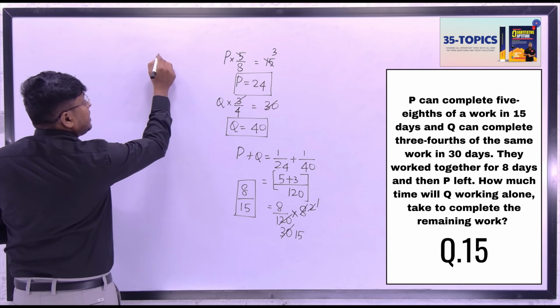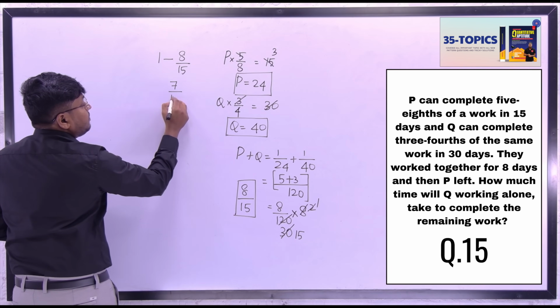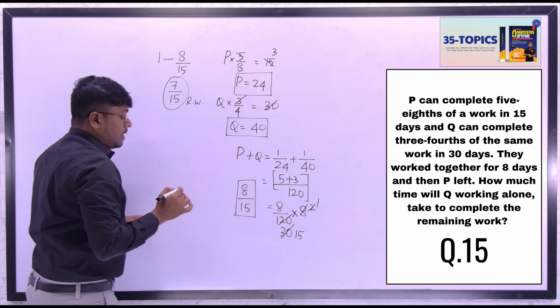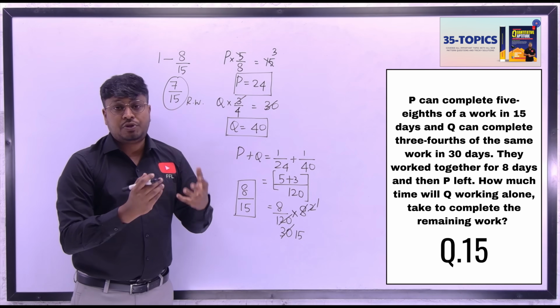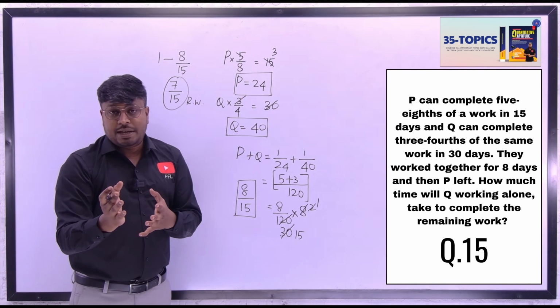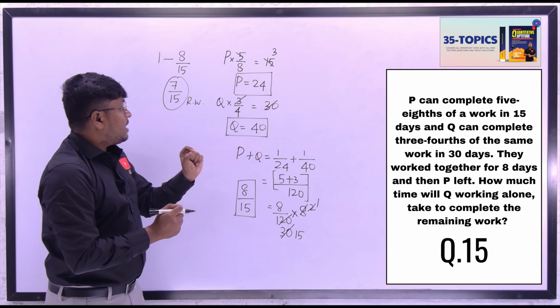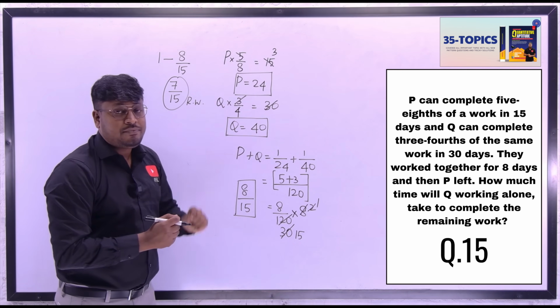So we have to find the remaining work. 1 minus 8 by 15 will be 7 by 15. So 7 by 15 is the remaining work now. This remaining work has to be completed by the second person Q, because P left after working for 8 days. So Q has to complete the remaining work. Just listen carefully. We already know that Q alone can complete the piece of work in 40 days.